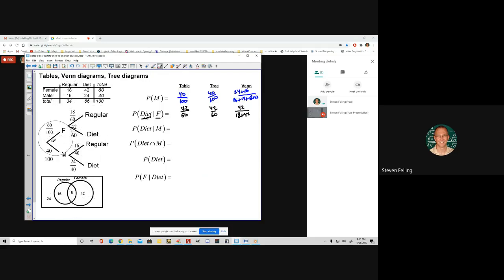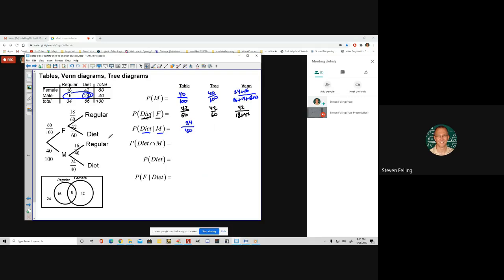Let's do a few more. Let's do this one. So what if I wanted to find the probability of diet given male? Well, same calculation, except we would just stick with the male part. So out of the total of 40 in the male row for the table, diet is 24. So it'd be 24 out of 40.